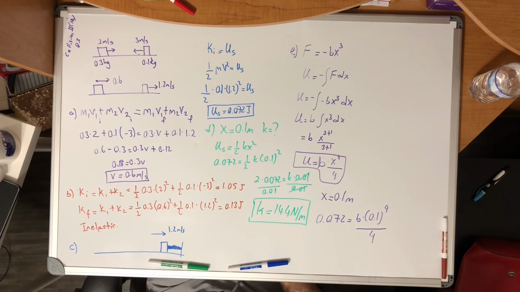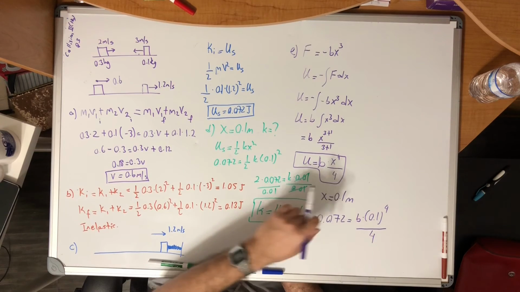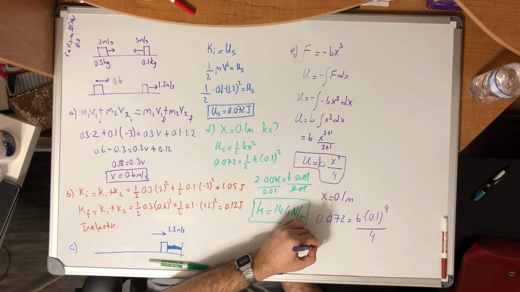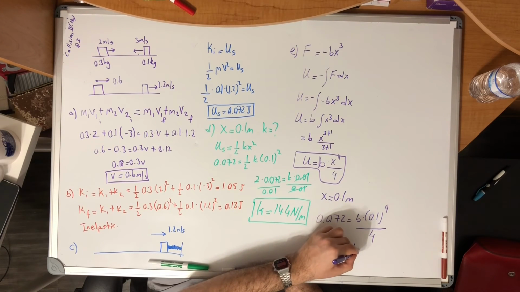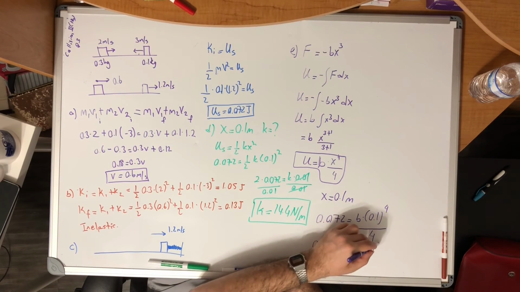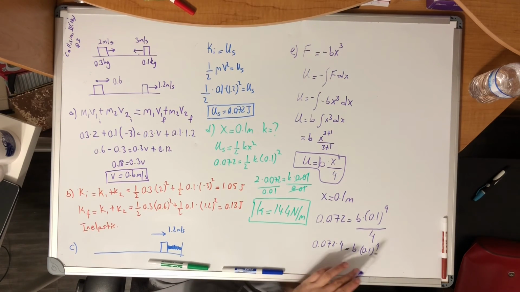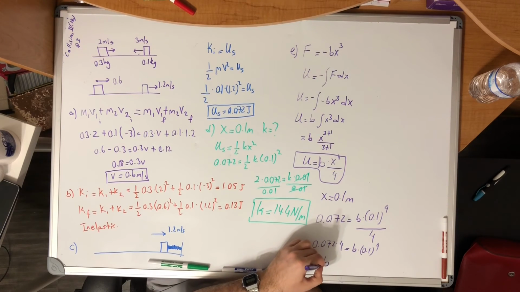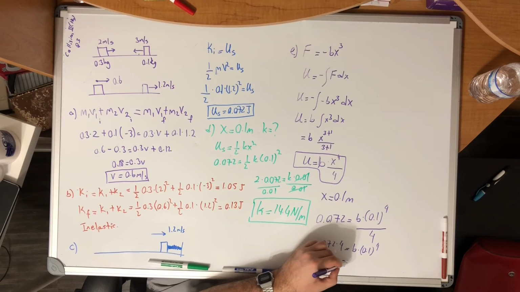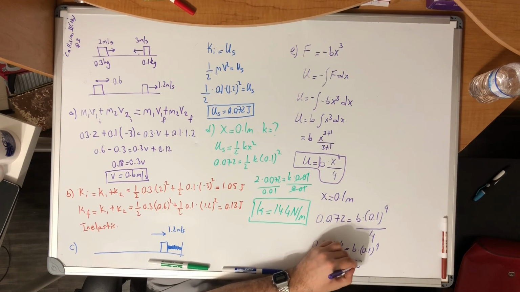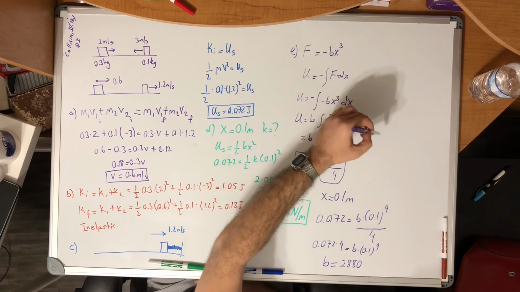So once you do the calculations again, you cross multiply first. So 0.072 times 4 equals b times 0.1 to the power 4. So if you divide both sides by 0.1 to the power 4, then you will find your b as 2,880.